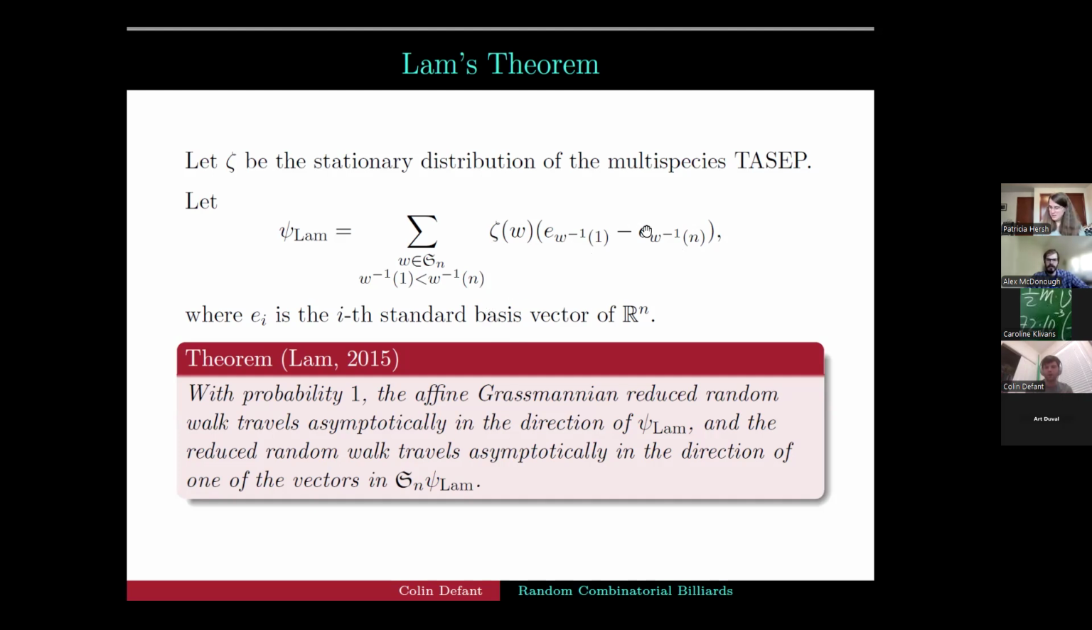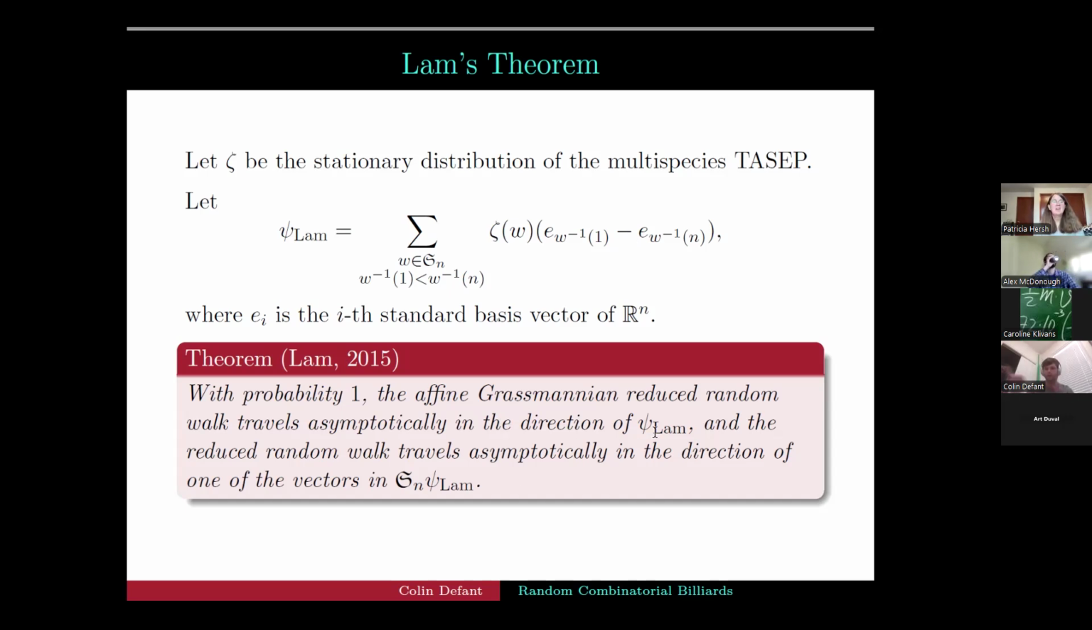So notice first that this is actually in the space V. Remember, V is the set of points in R^n whose coordinates sum up to 0. Well, here I have a coordinate of 1 and a coordinate of -1, so they sum up to 0. So this whole thing is a linear combination of things in V, so it's also in V. And for now, we might not understand this, but what Lam proved is that with probability 1, when you run the affine Grassmannian reduced random walk, you must travel asymptotically in the direction that this vector psi_Lam is pointing.